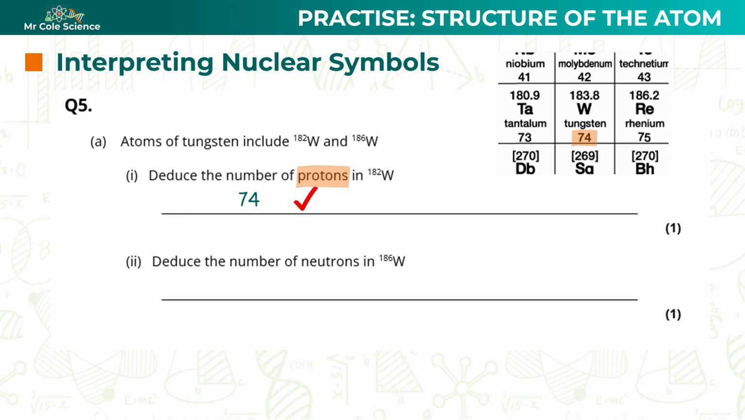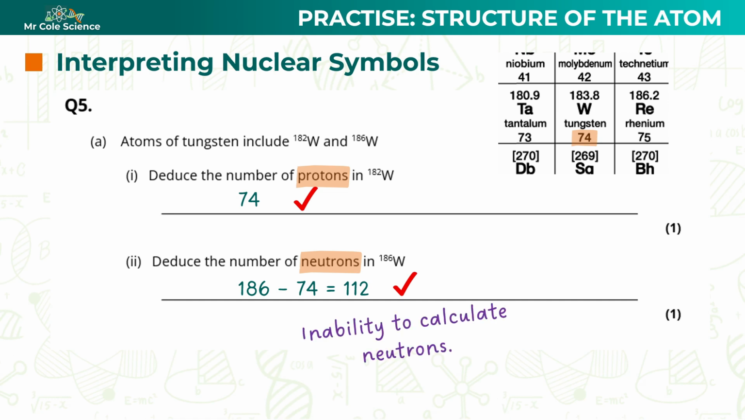Nice, easy, 1 mark. Part 2 asks us to then deduce the number of neutrons in tungsten 186. We know that the number of neutrons is always equal to the mass number minus the atomic number. We've just looked up the atomic number for tungsten, so 186 minus 74 leaves us with 112. 1 mark. Now, weirdly, this is something students frequently get wrong, and examiner reports identify that a number of students don't know how to calculate the number of neutrons. I guess it shows the importance of mastering the basics and not overlooking content because it seems simple.